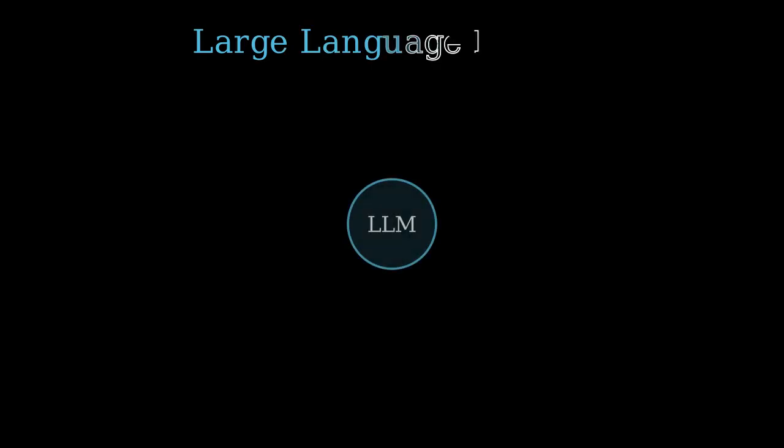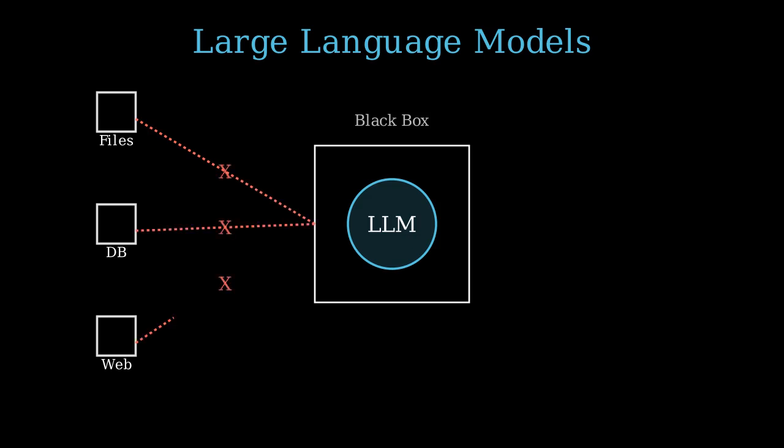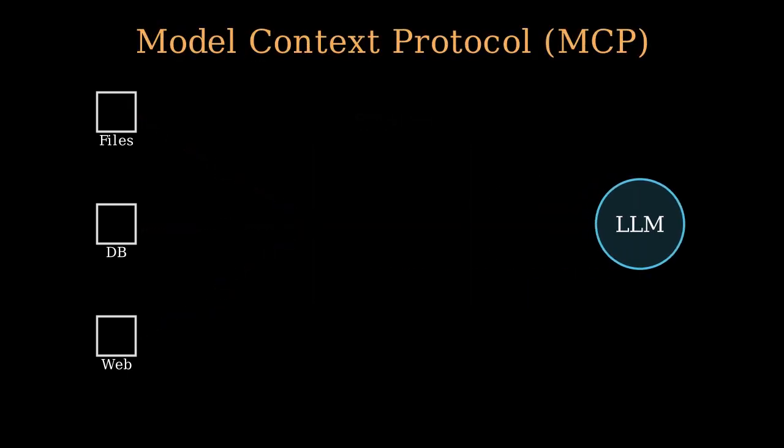Large language models are incredibly powerful, but they often suffer from a silo problem. They are effectively trapped in a black box, unable to see your local files, your private databases, or live web services without custom-built, complex integrations. This is where the Model Context Protocol, or MCP, comes in.